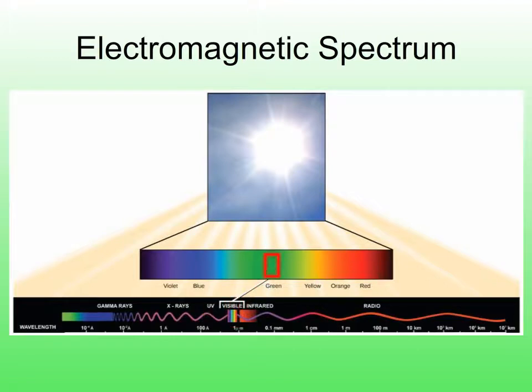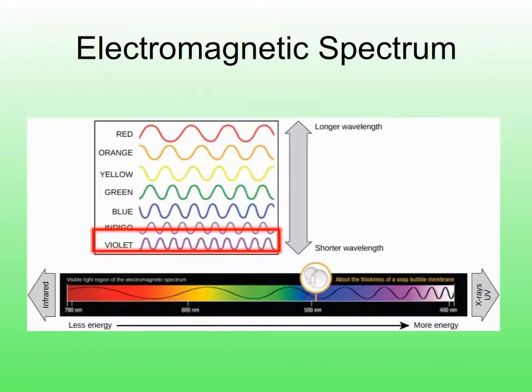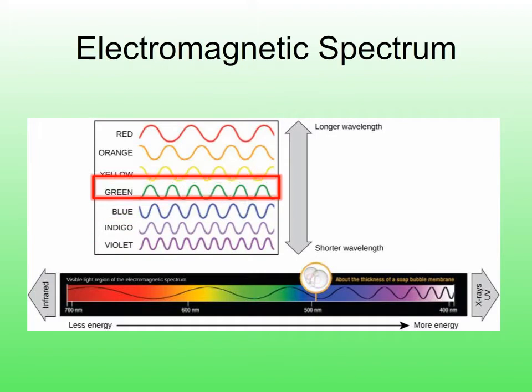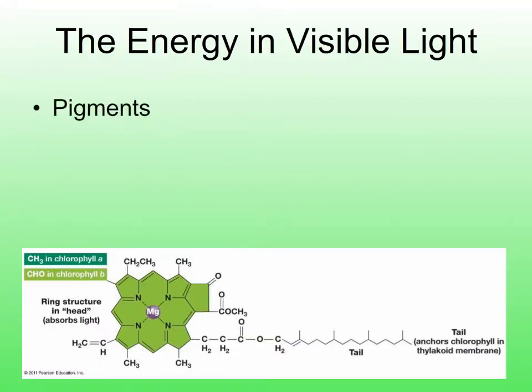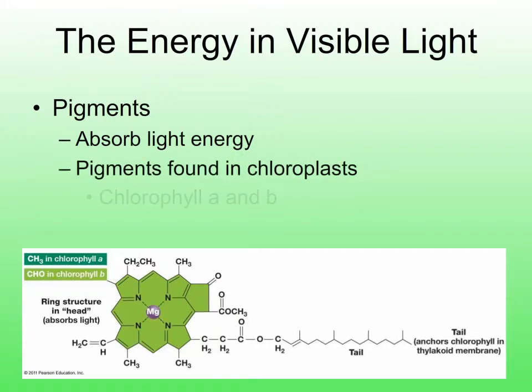Visible light is composed of a range of wavelengths. Shorter wavelengths, like violet light, have high energy levels, while longer wavelengths, like red light, have lower energy levels. Different pigments in thylakoids absorb different wavelengths of light, and therefore different energy levels. The main pigments in most plants are chlorophylls, which are green in color. Other pigments called carotenoids range from yellow to red.